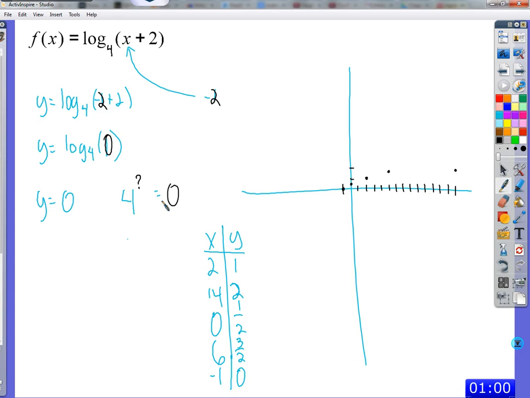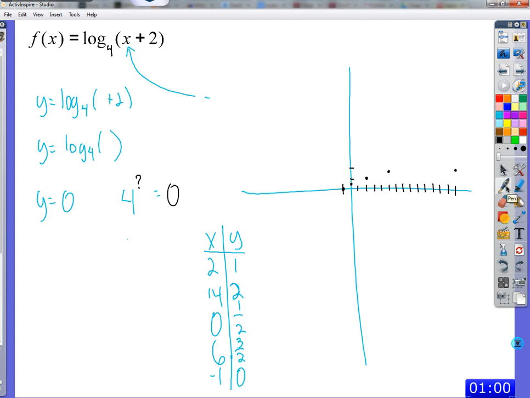4 to a negative number, like 4 to the negative 3, just means 1 fourth to the third. You just flip it over and raise it to the third. That's not 0. It's small, but it's not 0. So can we put negative 2 in there? Could we get really close to negative 2? Sure. Can we put in negative 1.99999999? Sure. As long as what's in here is positive, that's fine. It's just got to be positive.